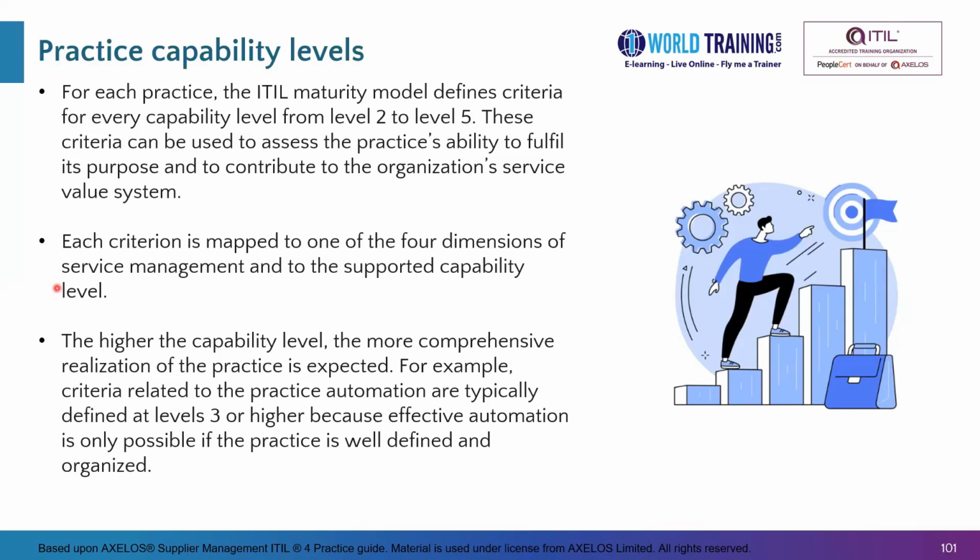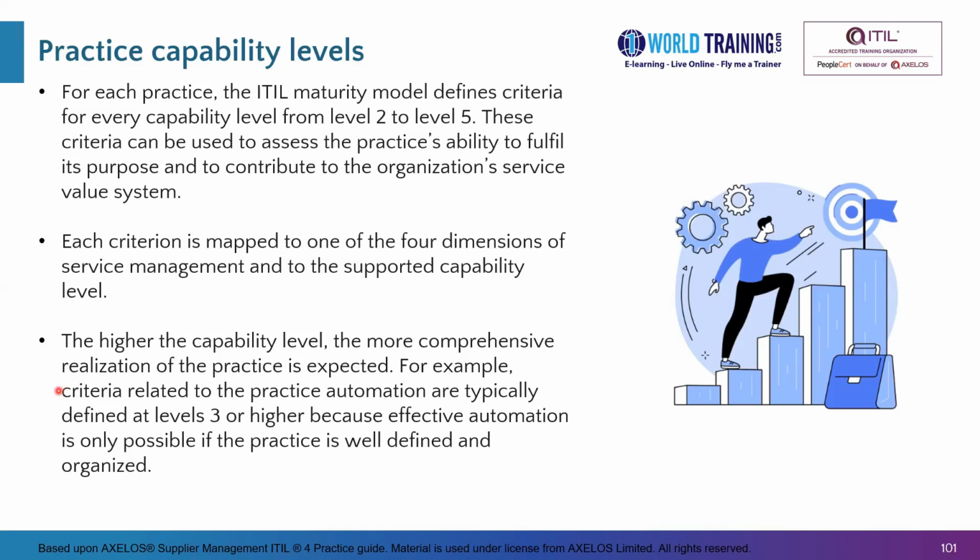And as I mentioned, each criterion is mapped to one of the 4 dimensions of service management and to specific levels, such as level 2, 3, 4, or 5. And of course, if the capability level is higher, such as level 4, there is more comprehensive realization of the practice. And also note that generally automation happens at level 3 or higher because automation is possible only if the practice is well defined and organized.